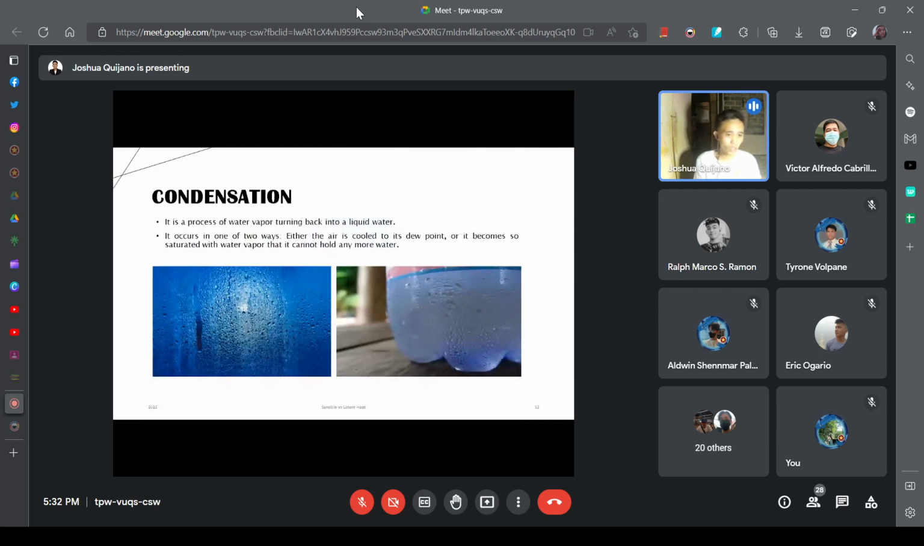Condensation. It is a process of water vapor turning back into liquid water. It occurs in one of two ways. Either the air is cooled to its dew point, or it becomes so saturated with water vapor that it cannot hold any more water. So cooled to its dew point means that this is the certain temperature that needs to be achieved for the condensation to occur. So yun po yung nagre-results ng condensation kapag yung certain temperature ng water vapor ay na-achieve para ito ay mag-result to become a liquid water.